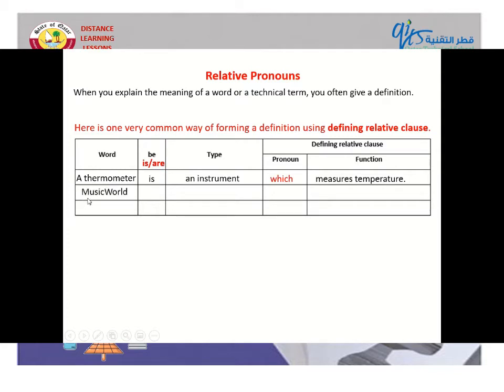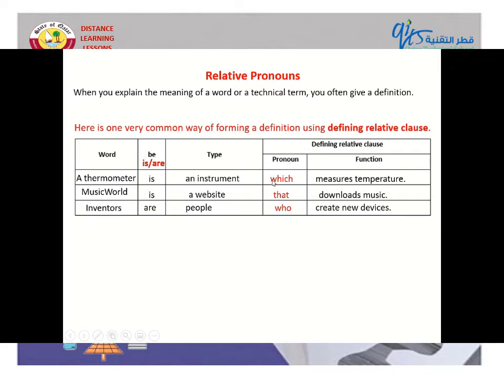Another word, music called, the verb to be is a website that downloads music. And we have inventors. Are. So we have are here because inventors here is plural. Are people, the type of people who create new things.